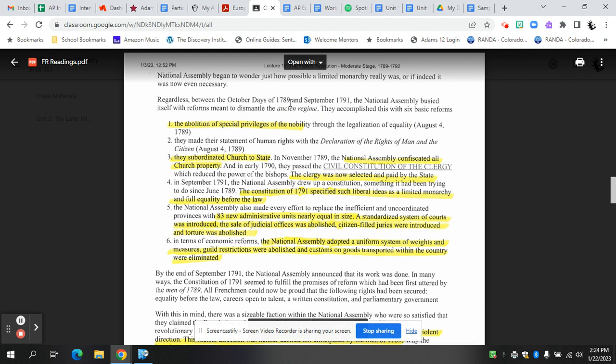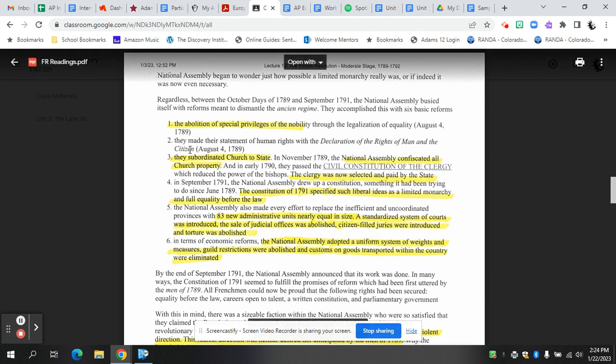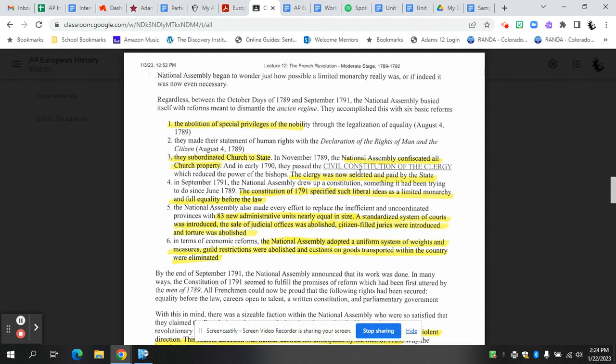Regardless, between the October days of 1789 and September 1791, the National Assembly busied itself with reforms meant to dismantle the ancient regime, right? I've listed out a couple of those, the Declaration of Rights of Man and the Citizen. I've got that right here. I've got my civil constitution of the clergy right here. That's going to eliminate these special privileges, right? I've got that place and I've got those ideas in place.